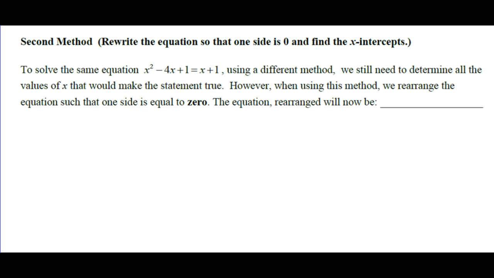Rewrite the equation so that one side is 0 and find the x-intercepts. To solve the same equation, x squared minus 4x plus 1 equals x plus 1, using a different method, we still need to determine all the values of x that make the statement true. However, when using this method, we rearrange the equation such that one side is equal to 0. The equation rearranged will now be. Okay, so we need to rearrange this, right?